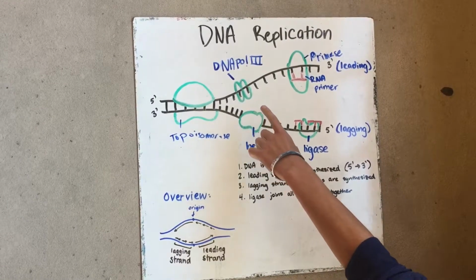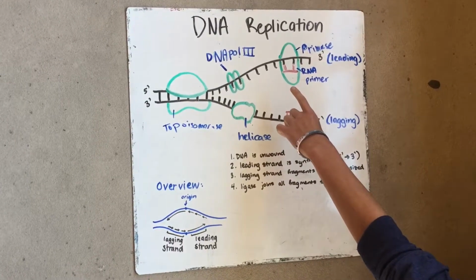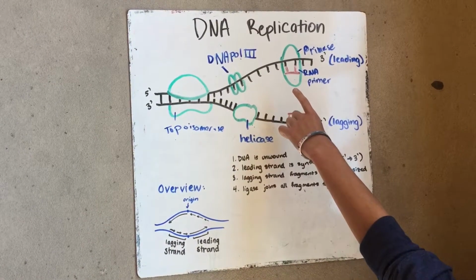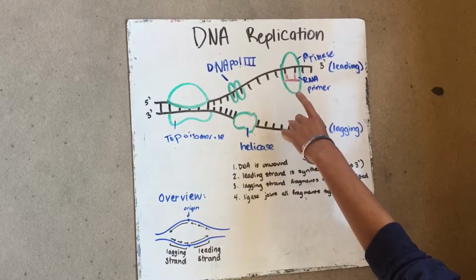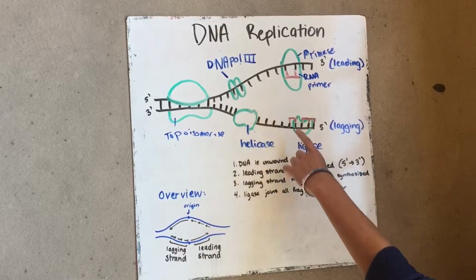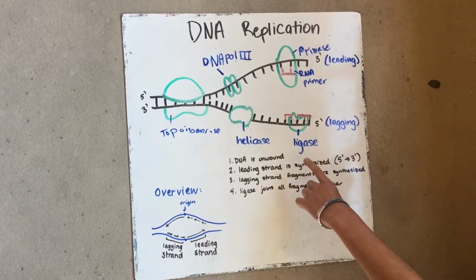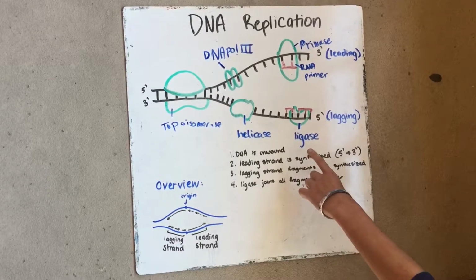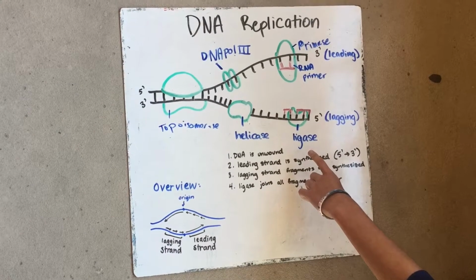Primase synthesizes an RNA primer at the 5' end of the leading strand and at the 5' end of each Okazaki fragment of the lagging strand. And ligase joins Okazaki fragments of the lagging strand, and on the leading strand, joins the 3' end of the DNA that replaces the primer to the rest of the leading strand DNA.